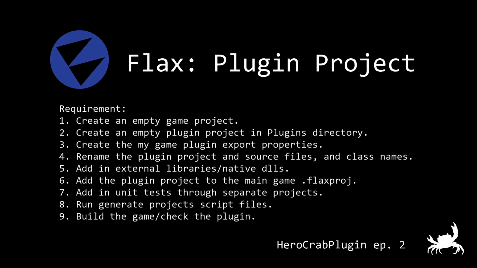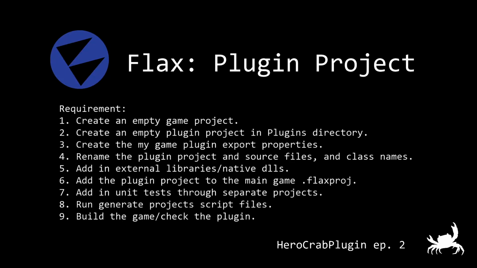Okay, so without further ado, there are 9 requirements that we'll need to do in order to get our plugin to show up in the editor and be working with our game code. Number 1, we'll need to create an empty game project. Number 2, we'll need to create an empty plugin project in the plugins directory of the game project. Number 3, we'll need to create the MyGamePlugin export properties.cs file.